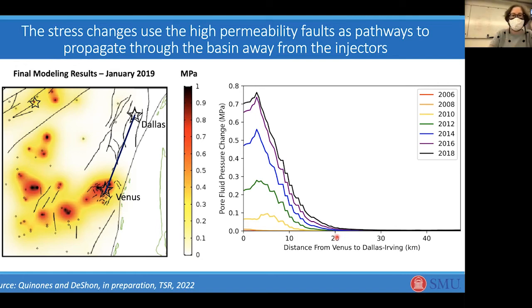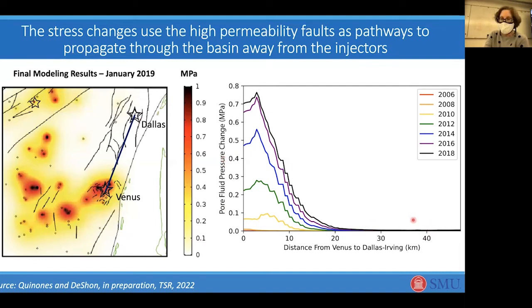And again, we focus on understanding, from an interpretation purpose, what is causing the earthquakes up here in Dallas, if it's a cumulative pressure effect. So we draw some cross sections through the model, starting from Northeast Johnson County up to Dallas. What you're looking at here is distance from Venus to Dallas Irving. The colors are color coded by time, and this is just the pore pressure change. So this is just the diffusion.